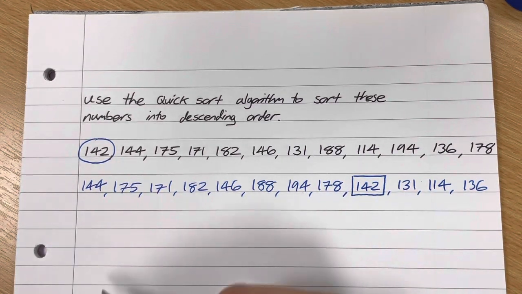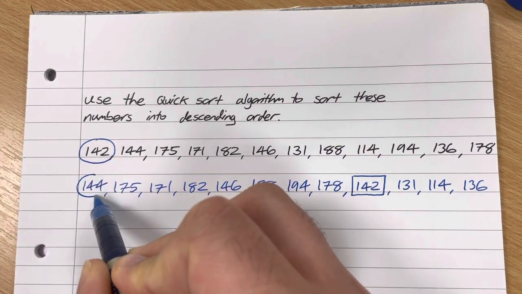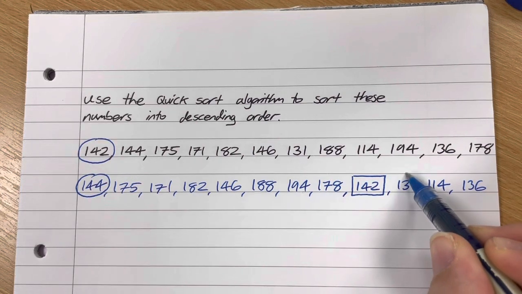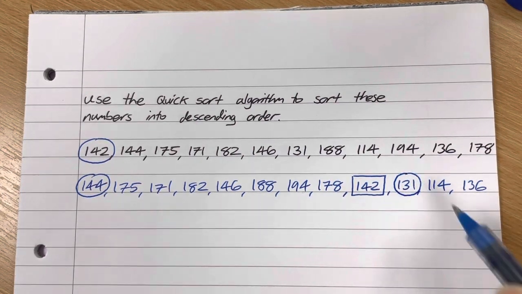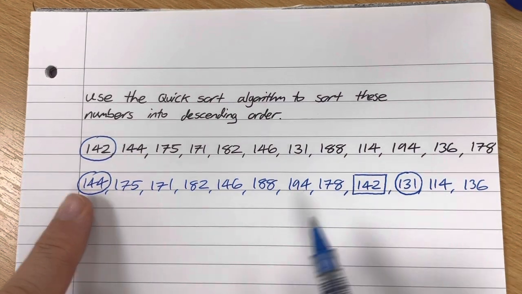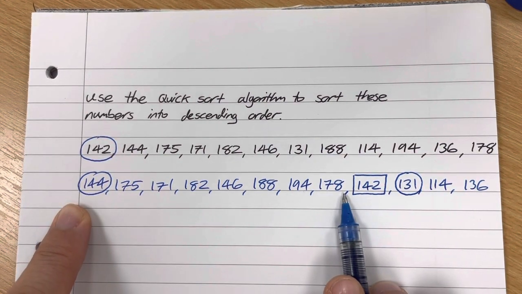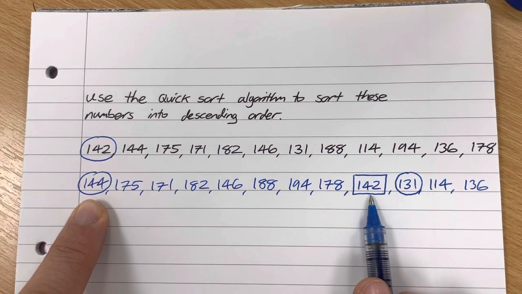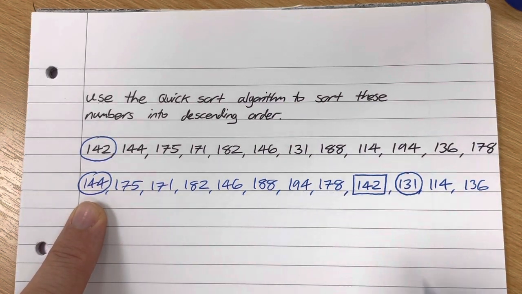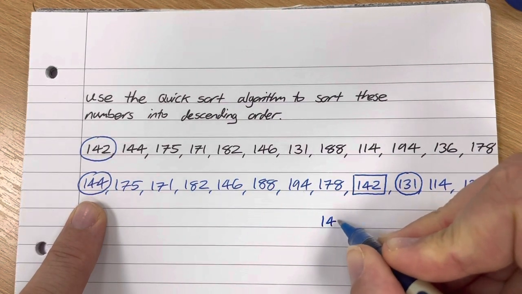For the left-hand list, this one is going to be the pivot because that is the first number in that list. And for the right-hand list, this one will be the pivot. So I'm going to circle both of those. And then I shall apply the quicksort algorithm to each of those sublists. So 144, that is quite close to 142, so I don't think there's anything in between them. Nope. So 144 will go here.